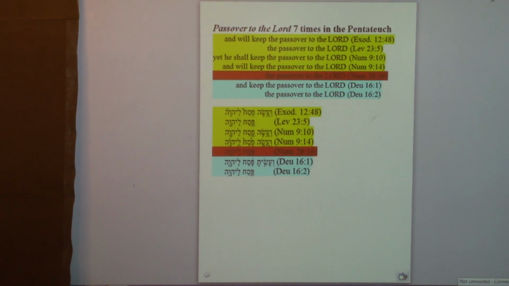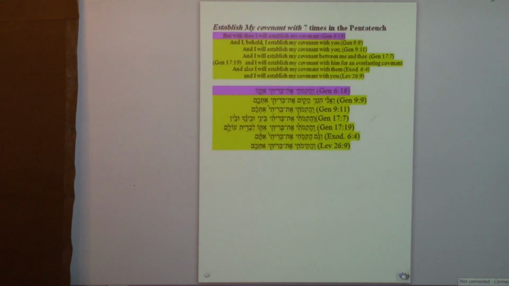Here we have Passover to the Lord. And here Passover is priestly code. And the redactor contributed, and then other. But it spreads out in 4 different books: Exodus, Leviticus, Numbers, Deuteronomy. Now we're looking at establish my covenant, 7 times in the Pentateuch. Again, 6 of them, you can see there in yellow, are appearing in Genesis, 4 in Genesis, and 1 in Exodus, and the last one Leviticus, and the first one is supposedly written by a Yahwist who knew that the priestly code was going to come along later on and contribute as well, which is utterly bizarre, but notice it appears 7 times.